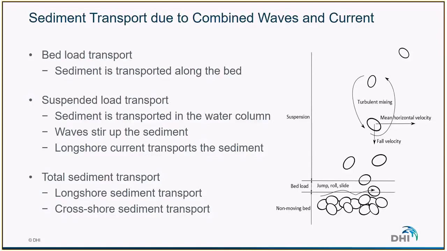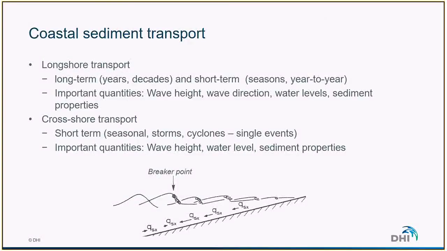We will look at the longshore sediment transport, which is parallel to the shore, and the cross-shore sediment transport, which is perpendicular to the shoreline. These two components of sediment transport have different characteristics. The longshore transport is typically what determines changes to coastal morphology on the long term. We're talking about years or decades. It also varies on a shorter term due to season or year-to-year variations.